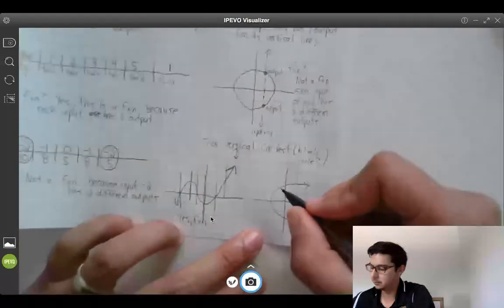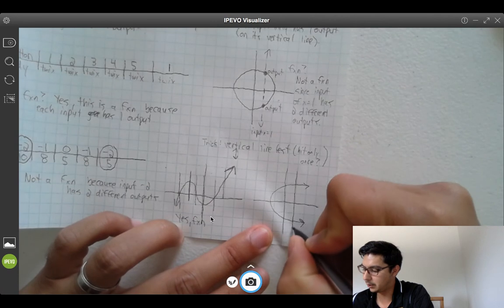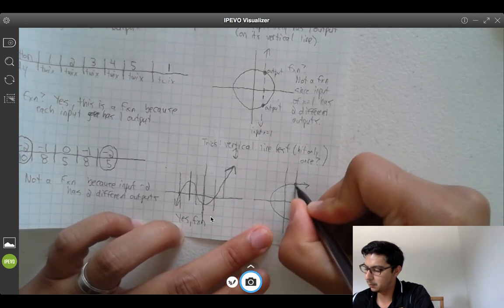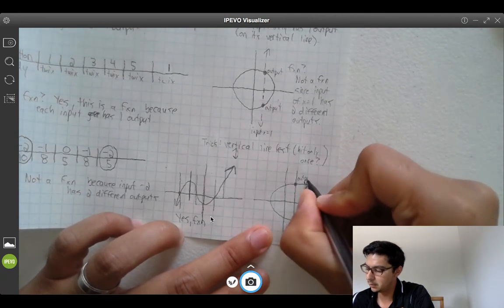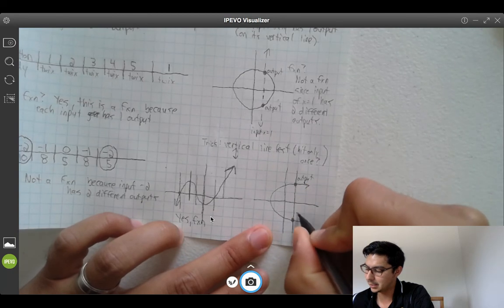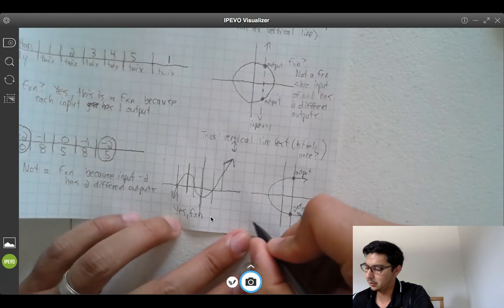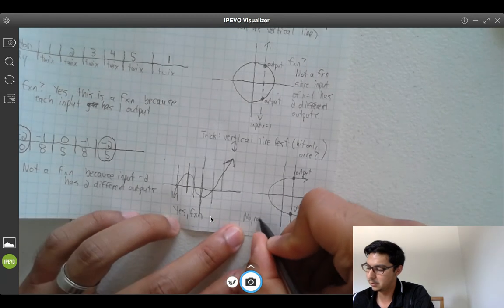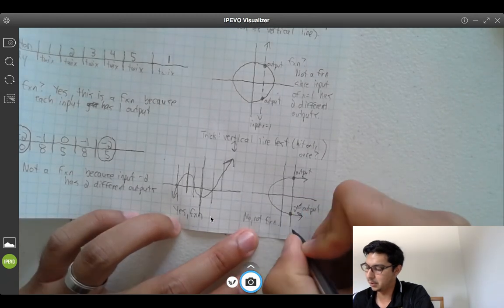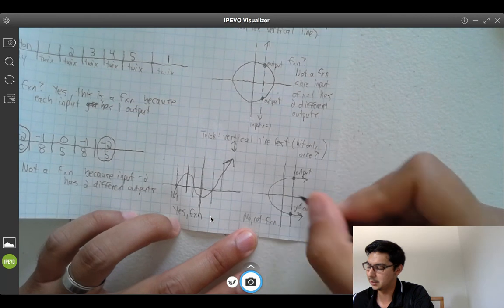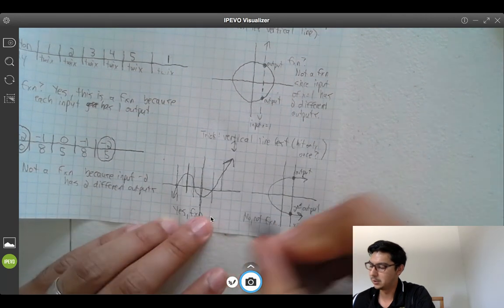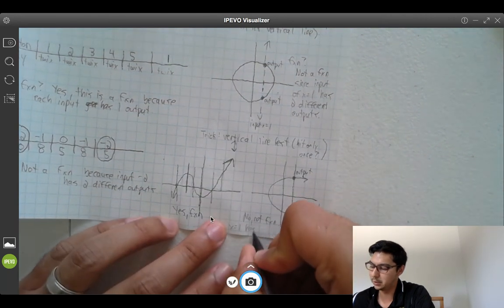Over here, if I draw a vertical line, right away I can see that I hit 1, that's one output. And I hit a second time, that's a second output. So then you can see already that no, not a function, because this input has 2 outputs on it, this line at x equals 1. So x equals 1 has 2 outputs.